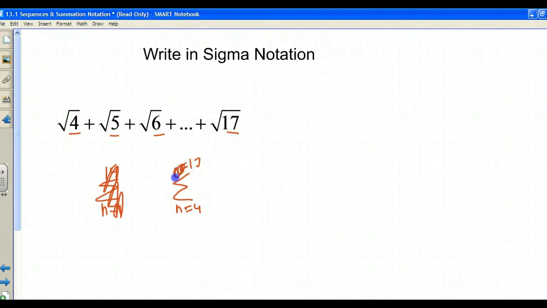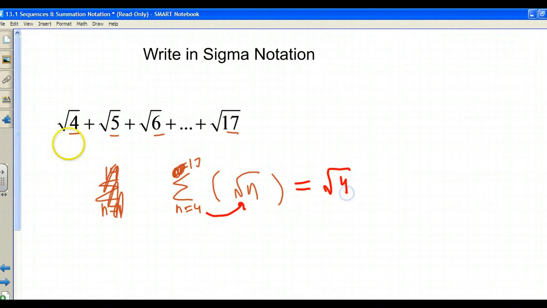Oh, I don't have to write the n equals on top, by the way. You just write 17. And the formula would just be, well, what am I doing in terms of n? When I plug 4 in there, I get that. So this is just square root of n. Let's double check. I always like to double check the first and last terms. If I plug in 4, what do I get? I get square root of 4, which is the first term.